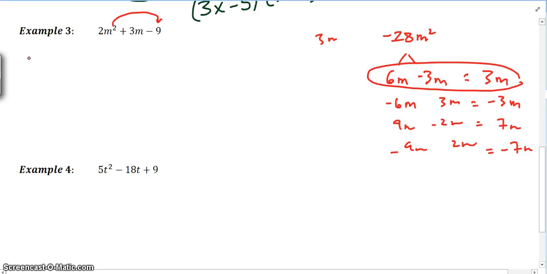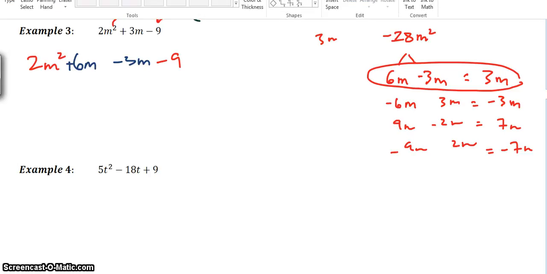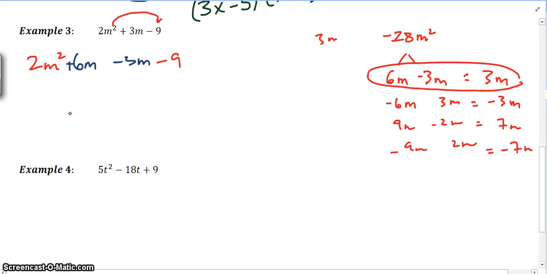So this becomes 2m squared, and I'm going to put the minus 9 over here. I'm going to change color pen. And so this becomes, I'm going to put the 6 on this side, so plus 6m, and I'm going to put the minus 3m on this side. And so what we end up getting is what's common between the first group and the second group as well.